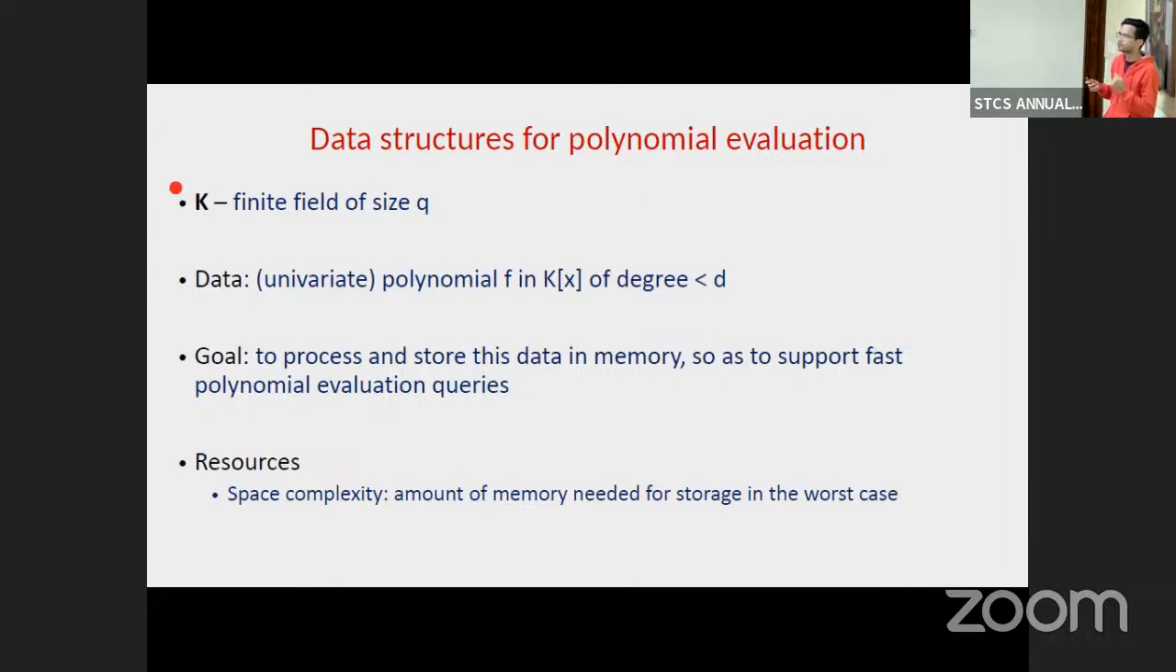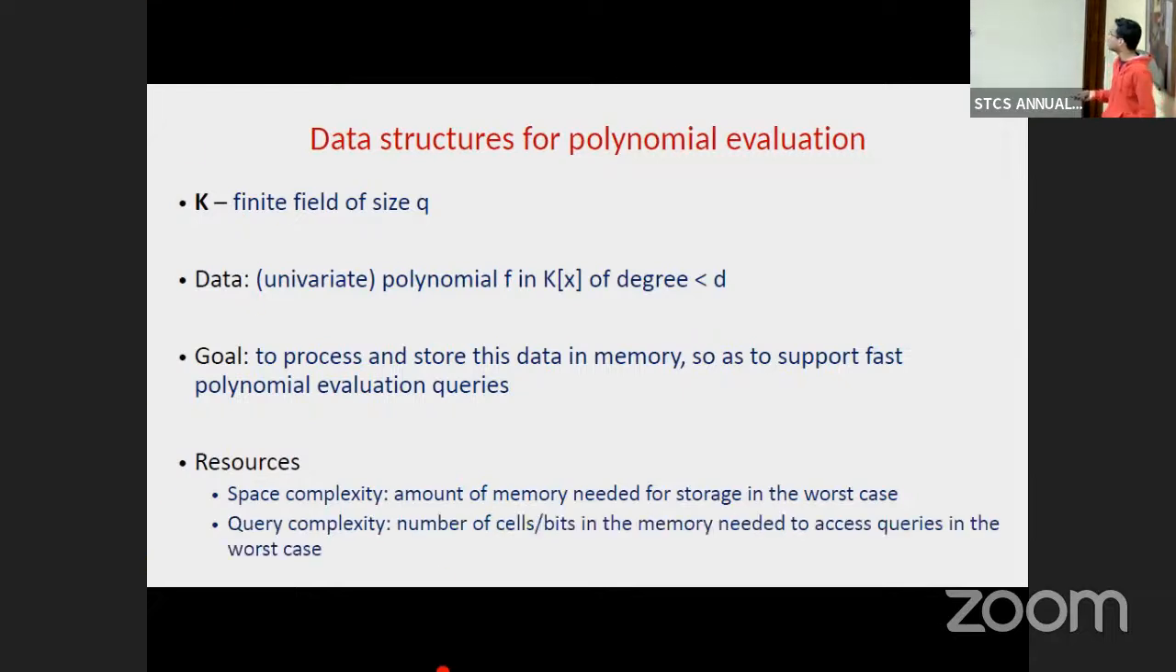And the two resources you will keep in mind is the space complexity, so the amount of memory you need to store stuff. And every time I ask you a query, what is the number of cells of this memory that you are going to access?